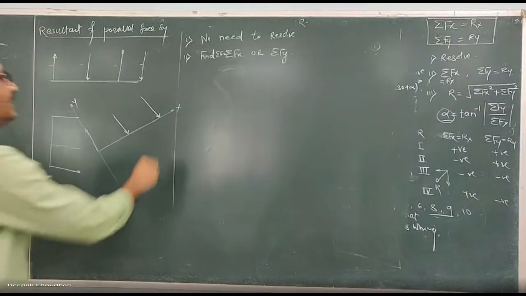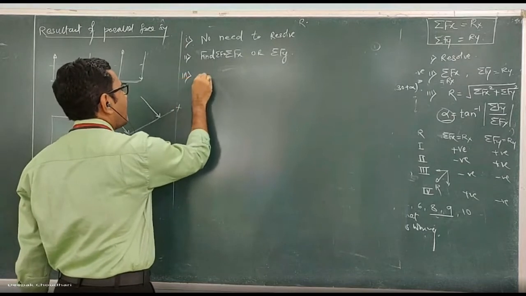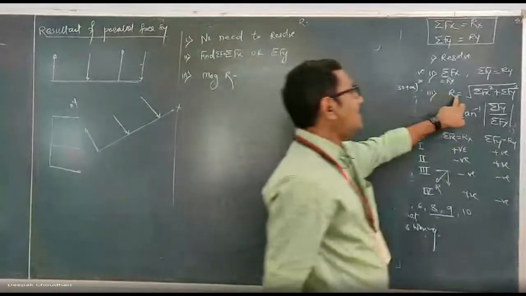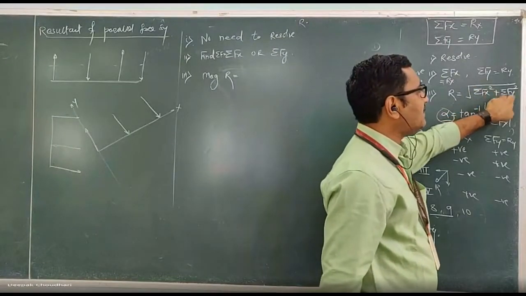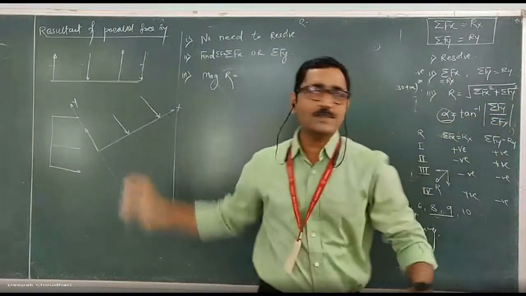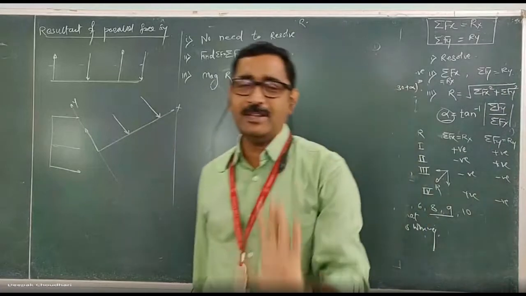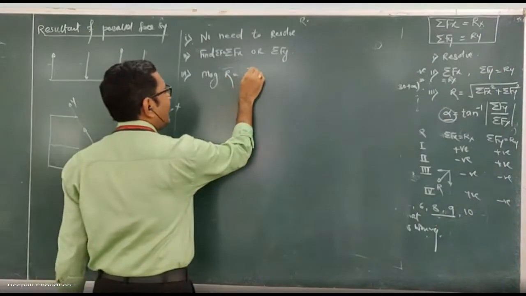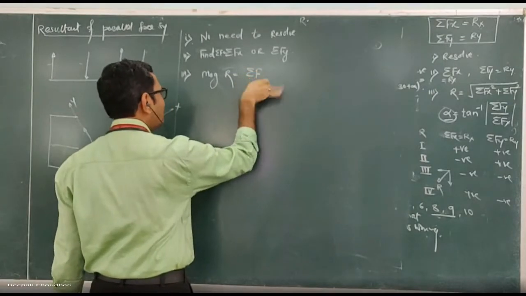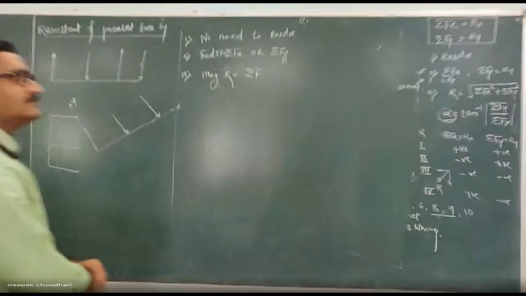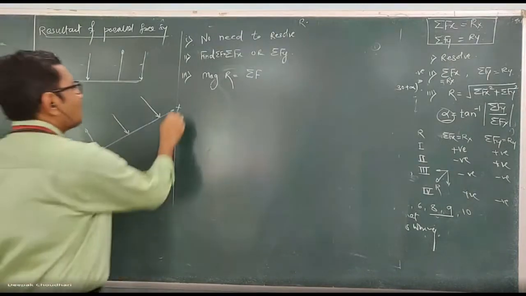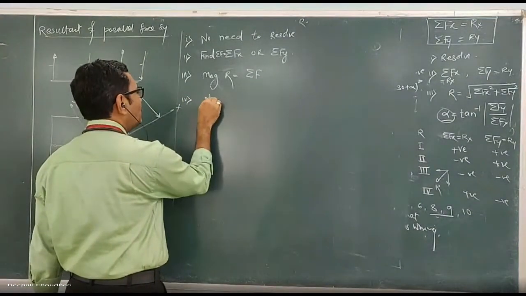Then third, magnitude of the resultant. Here, the formula is R equal to under root of summation of Fx square plus summation of Fy square. But for a parallel force system, out of these two, any one will be 0. Clear? And if any one is 0, then this R is equal to summation of F. It may be summation of Fx or summation of Fy.